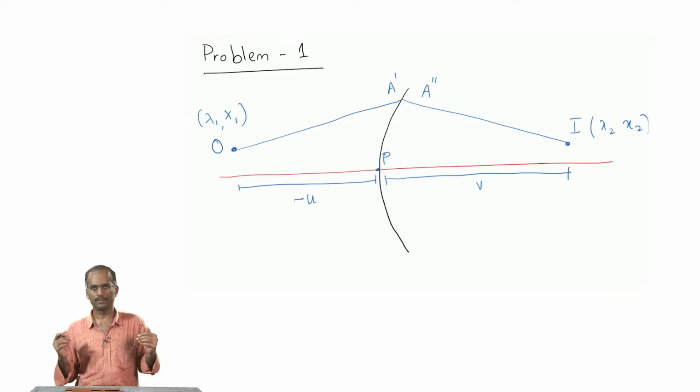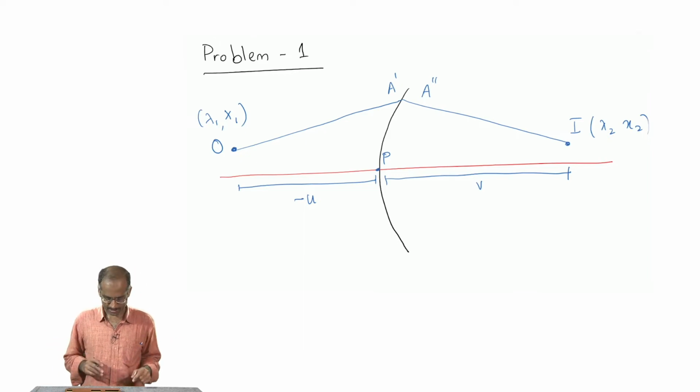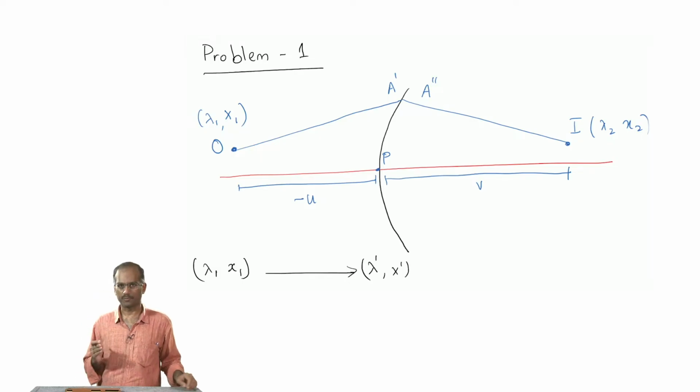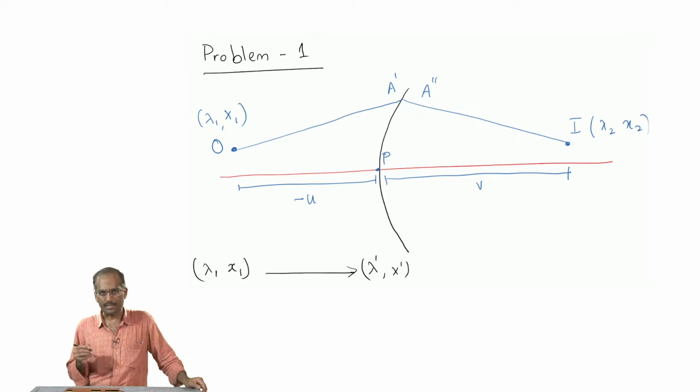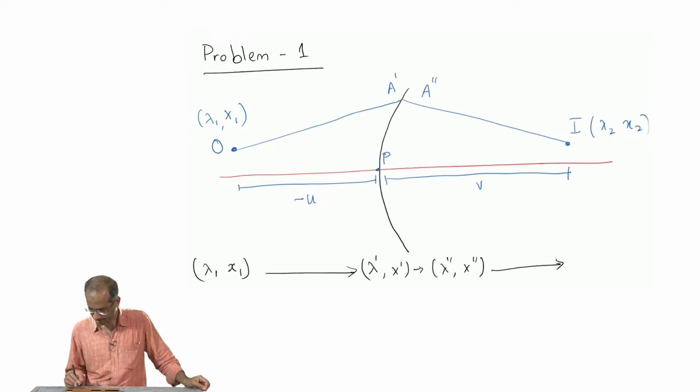So, when you divide the height of the image by height of the object, you get magnification. So, it is simply x 2 by x 1, and once I know how these two are related, we can obtain many such information. And from here I have the other coordinate which is lambda prime, x prime, which is just before the refraction takes place, and just after the refraction takes place the coordinate is lambda double prime, x double prime, and from here finally I go to the last point where the coordinates are lambda 2, x 2.